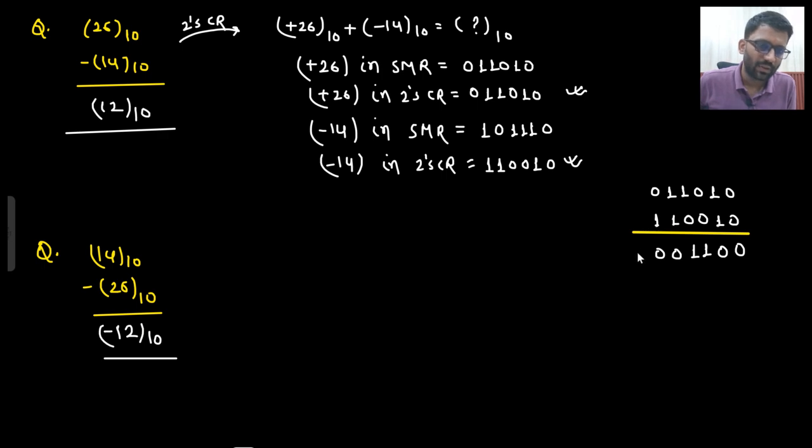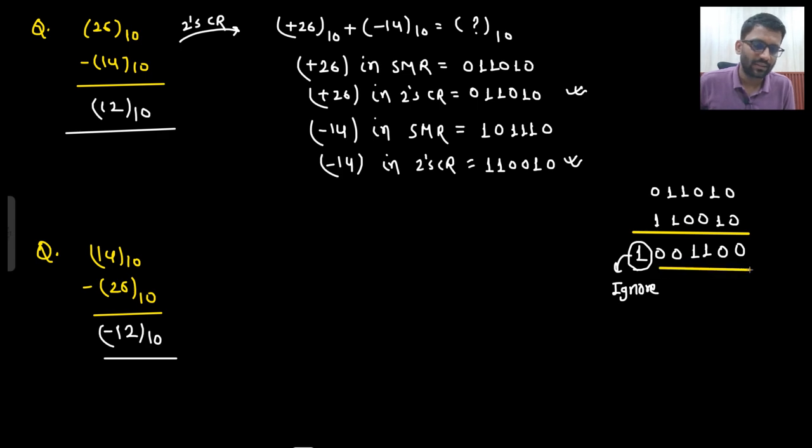So this would be 0 and 1 carry. So the addition I have performed: 0 plus 0 is 0, 1 plus 1 is 0, 1 carry goes here, 1 plus 0 is 1, 1 plus 1 is 0, 1 carry, 1 plus 1 is 0, and 1 carry. So this carry I will ignore. This carry is ignored. So what is the answer?